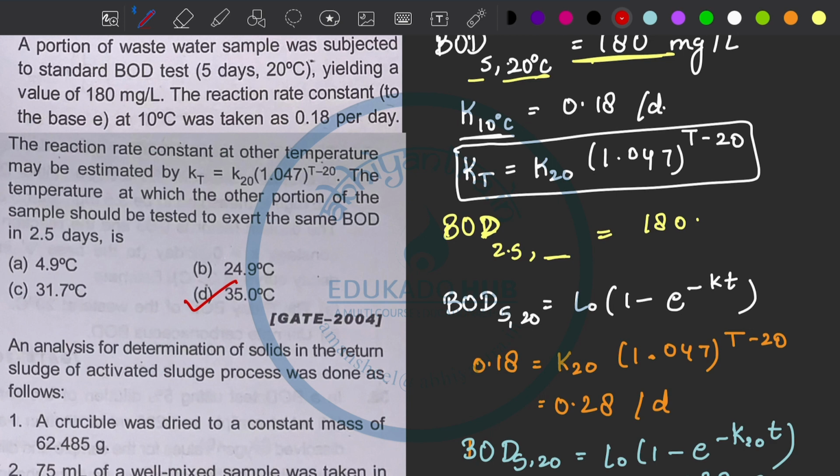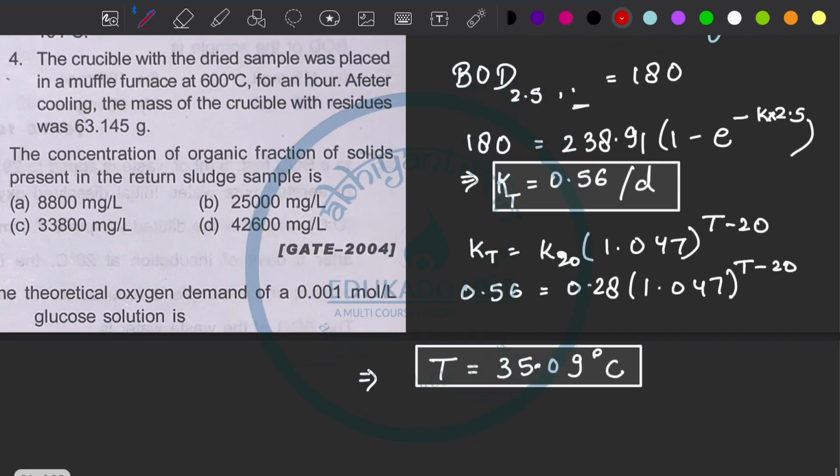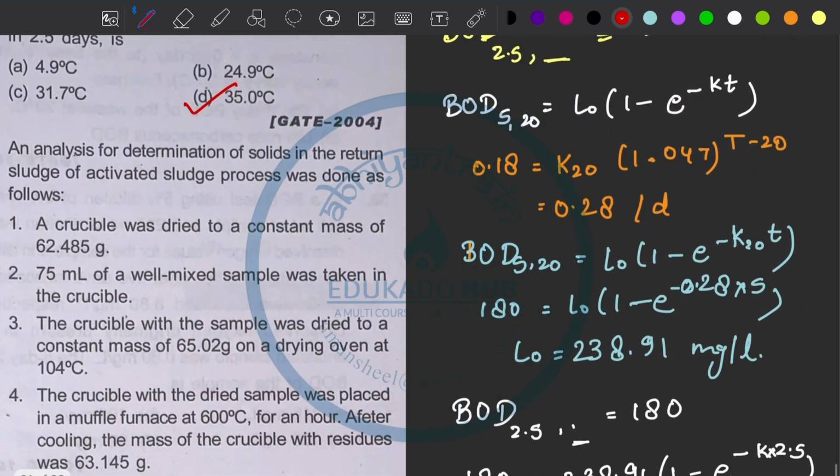See, first thing is the concept you should know, another thing is the question you should know properly. I have seen the solutions in the books for this question, but that is not correct. They have taken it as K20 only. That's not good, because at 20 degrees Celsius the K value is different. They have given it as 10 degrees Celsius. They calculated and they get an answer as 35.0 degrees, but how? The method was incorrect. So this is the correct method to approach this type of question.